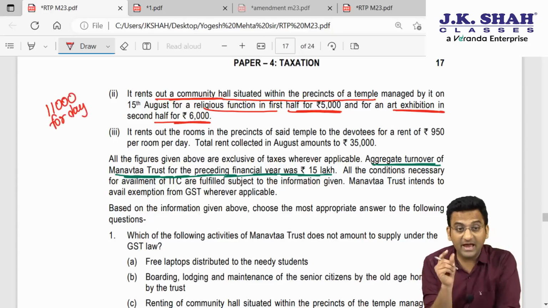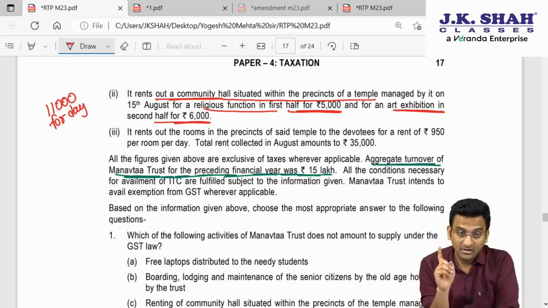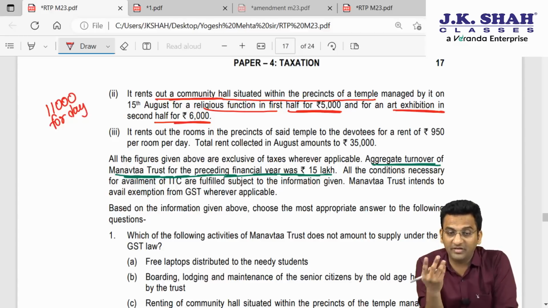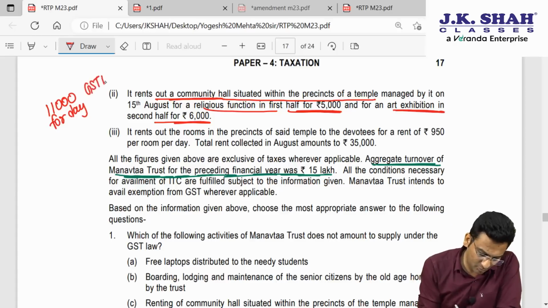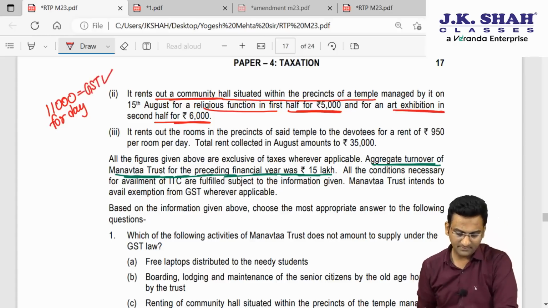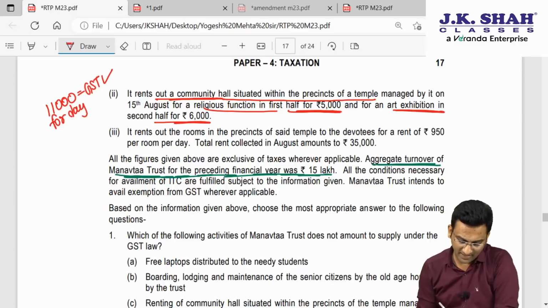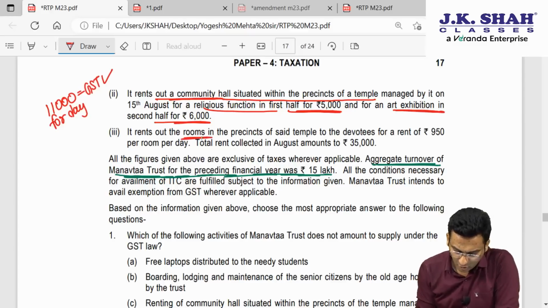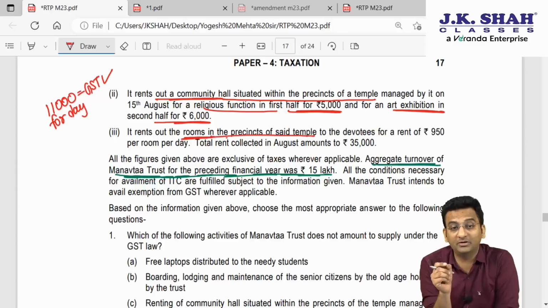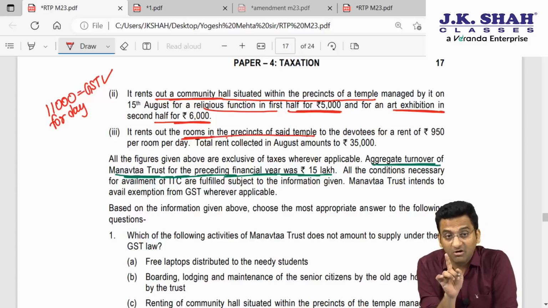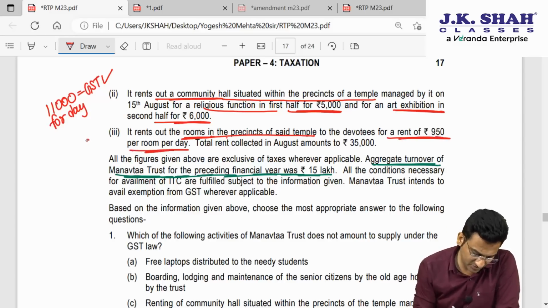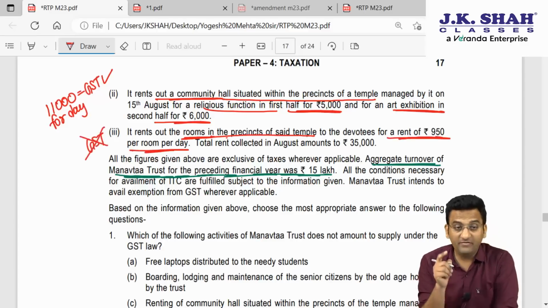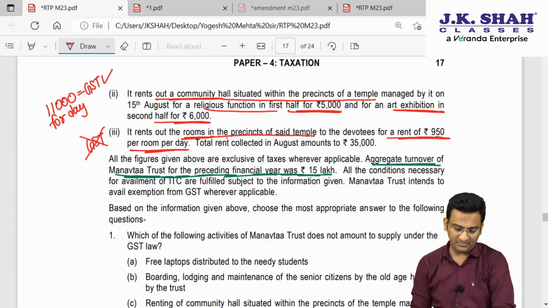And if the entire consideration per day, whether it is to the same person or to different persons, if the amount is 10,000 or more, then GST shall be payable. And last, outward supply: it rents out the rooms in the precincts, and if you do remember, for the rooms the consideration is 1,000 or more, then only GST is payable. Now, devotee for a rent of 950 per room per day, so GST is exempted. Not if it is 1,000 or more, then only GST is taxable.